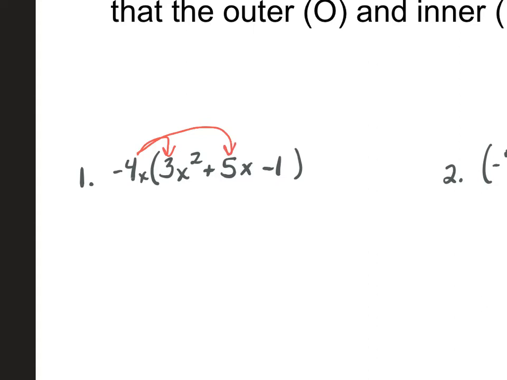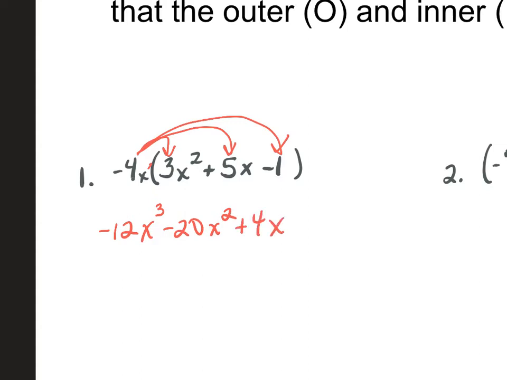So I'm going to say negative 4x times 3x squared. Well, negative 4 times 3 is negative 12. X to the first times x to the second gives me x to the third. So now I have negative 4x times positive 5x. Well, negative 4 times 5 is negative 20, and x times x gives me x squared. Then I have negative 4x times negative 1. Negative 4 times negative 1 is positive 4, and my x comes along.